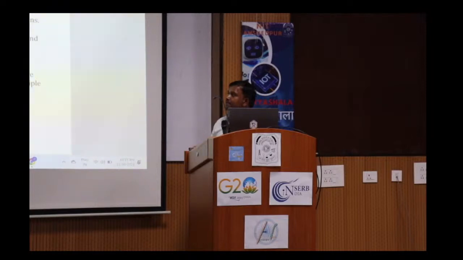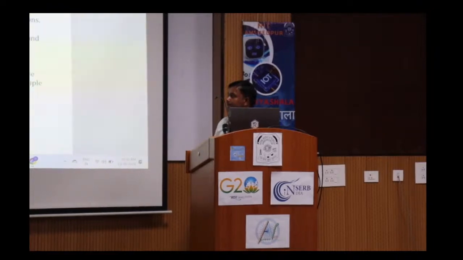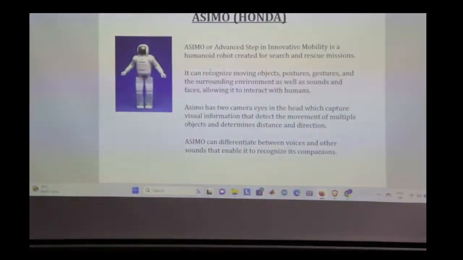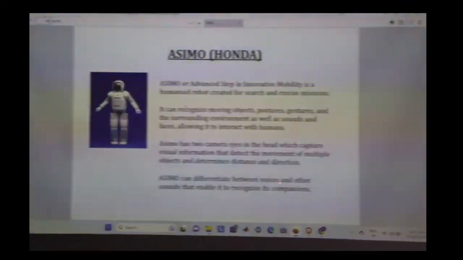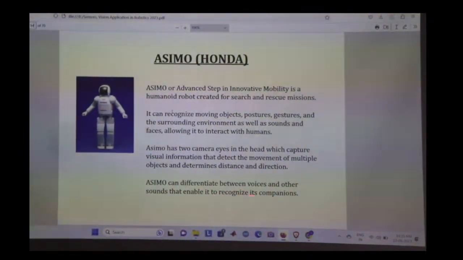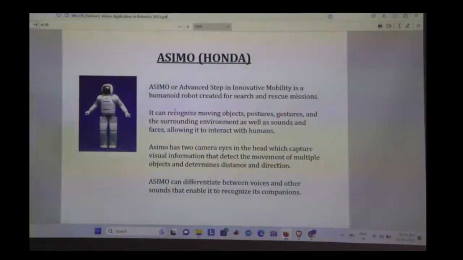But remember, it is not made in the form of a human being like the earlier ones. Asimo has two camera eyes in the head which capture visual information, detect movement of multiple objects, and determine distance and direction. Asimo can differentiate between voice and other sounds, which enables it to recognize its companion. It's like participating in a group discussion and identifying who is speaking.